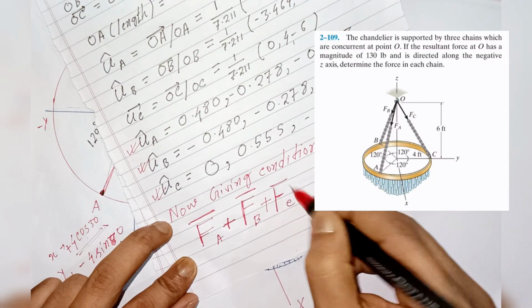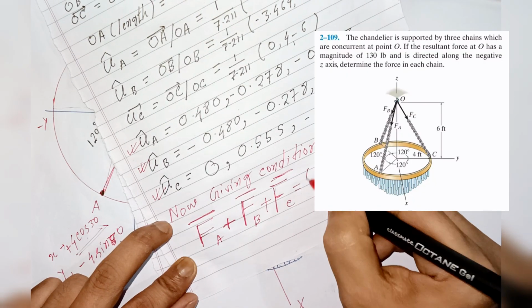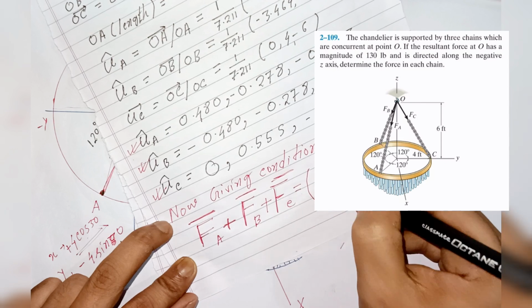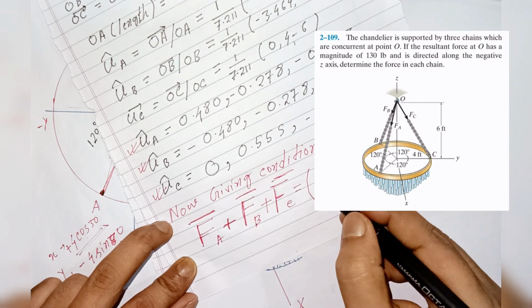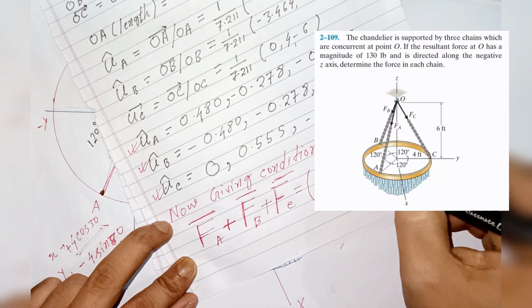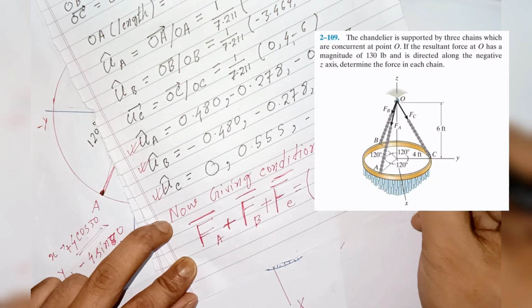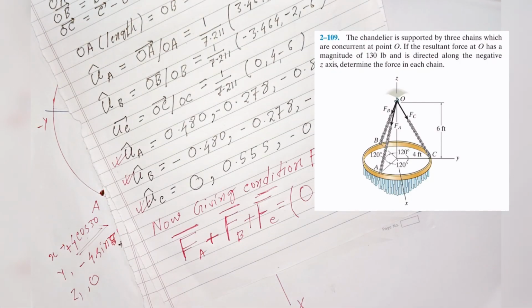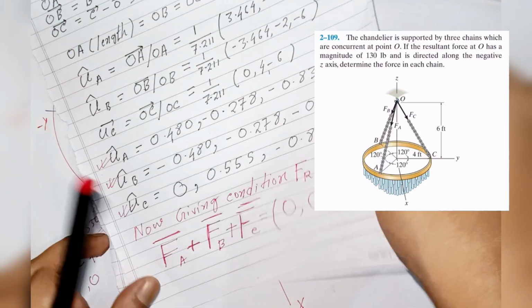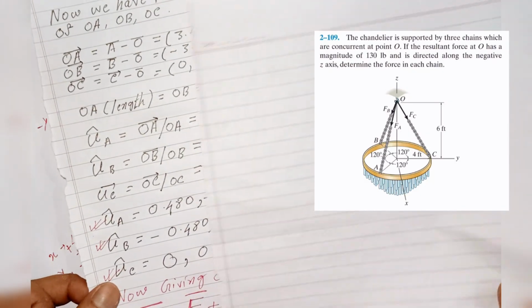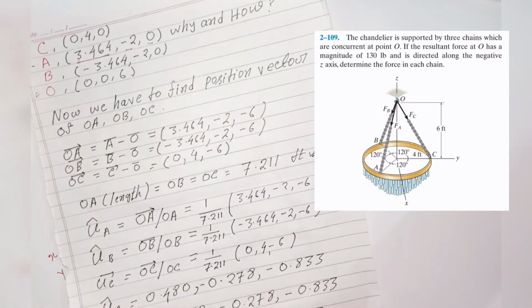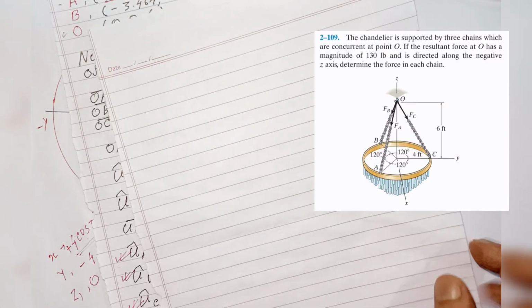Just pause the video and comment what I can write. It is the resultant: in the x axis 0, in the y axis 0, but in the z axis 130. So the summation of the three vectors has coordinates 0, 0, 130. That is 0 i cap, 0 j cap, 130 k cap, nothing else. Okay, then next page.